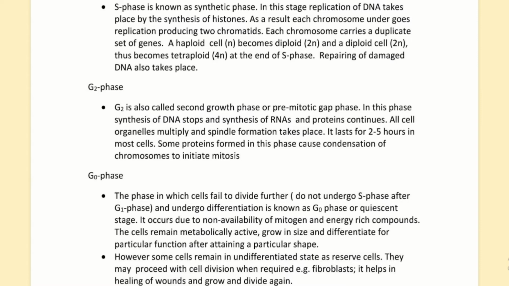Then we have G2 phase. G2 is also called second growth phase or pre-mitotic gap phase. In this phase, synthesis of DNA stops and synthesis of RNAs and protein continues. All cell organelles multiply and spindle formation takes place. It lasts for 2 to 5 hours in most cycles. Some protein formed in this phase causes condensation of chromosome to initiate mitosis.